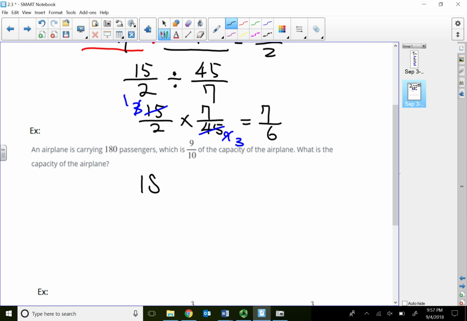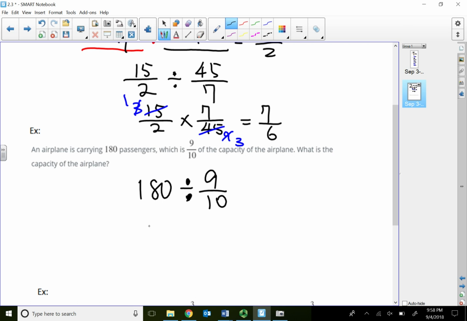We cannot take 180 times 9 over 10. That does not make any sense, because that means we are saying 180 is the total number of passengers that can fit on this plane. As a matter of fact, this plane can carry more than 180, because the problem says the 9/10 of the capacity is that 180. All right. So what is the capacity of the plane? So in this problem, we actually need to take 180 divided by 9 over 10, because we're looking for the total this time.